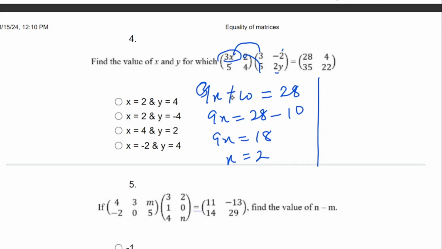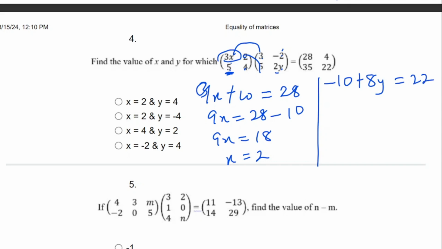We have y here. So we can make this one. We have done that. So that will be 5 times 3, 5 times minus 2, that's minus 10. Then 4 times 2y, plus 8y, equals the last part. That's going to be equal to 22.